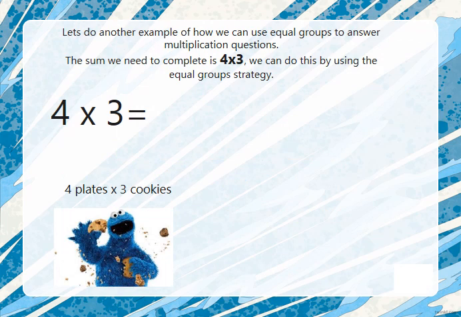Now we're going to use our strategy, equal groups, to answer some multiplication questions. What you will need to do is follow along. We're going to do this first one together. You're going to be given a sum. In this case we have 4 times 3, 4 plates with 3 cookies in each. You'll need to be able to answer this sum, but you'll also need to draw what the equal groups look like. Let's have a look at our example.